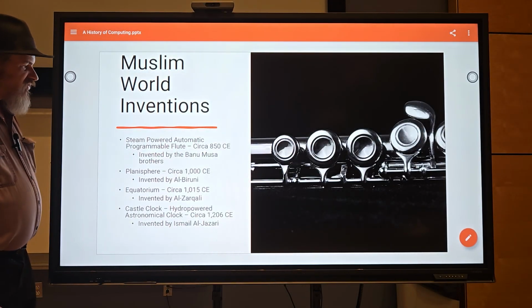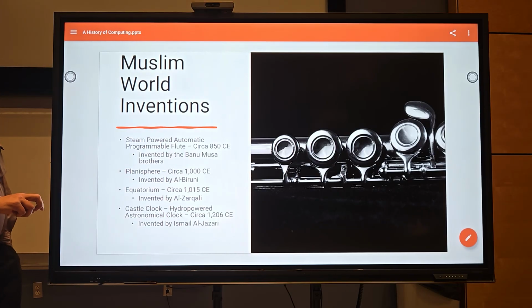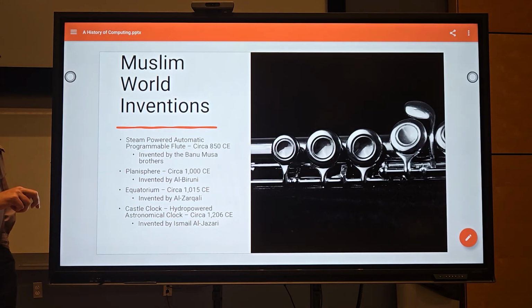Muslim world inventions. They made some pretty interesting stuff. The steam-powered automatic programmable flute around 850 CE, invented by the Banu Musa brothers, was possibly a first as far as being a programmable device. It could play music, programmed music, using a flute type of mechanism.